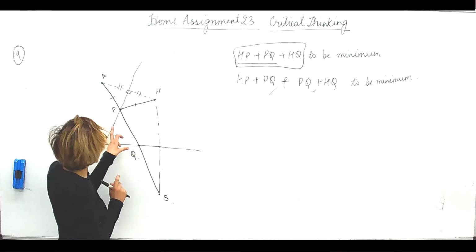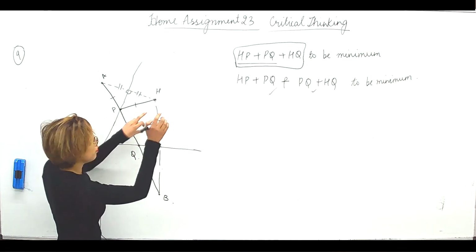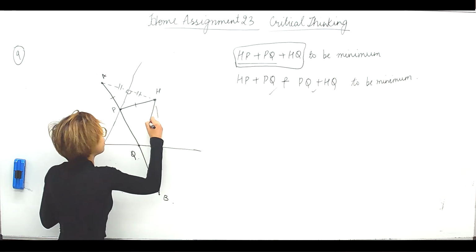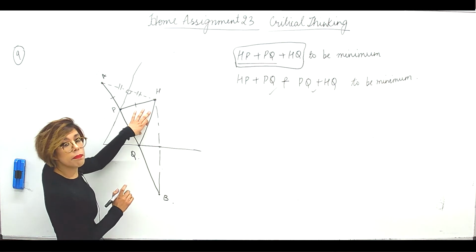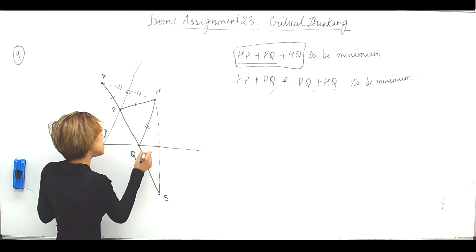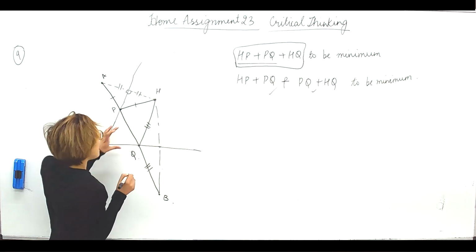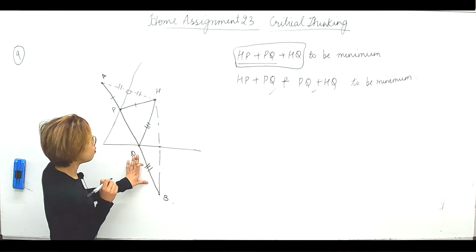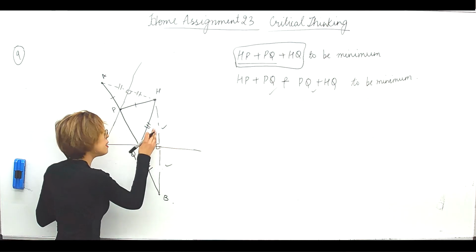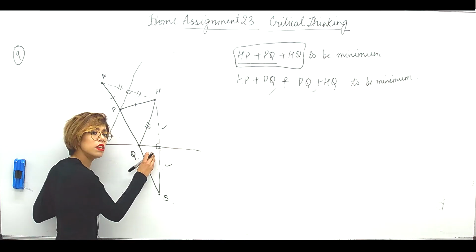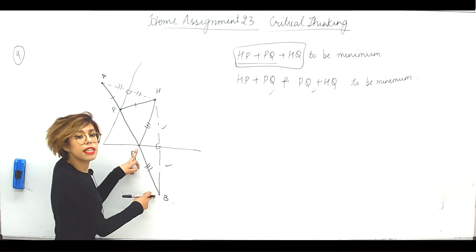Now let's talk about PQ and HQ. So let me join this. I want this plus this to be minimum. Now I can see that this distance and this distance, HQ and BQ, these are equal. Why? Because this is equal to this, 90 degree, common side. This triangle is congruent to this one. So this side will be equal to this side.